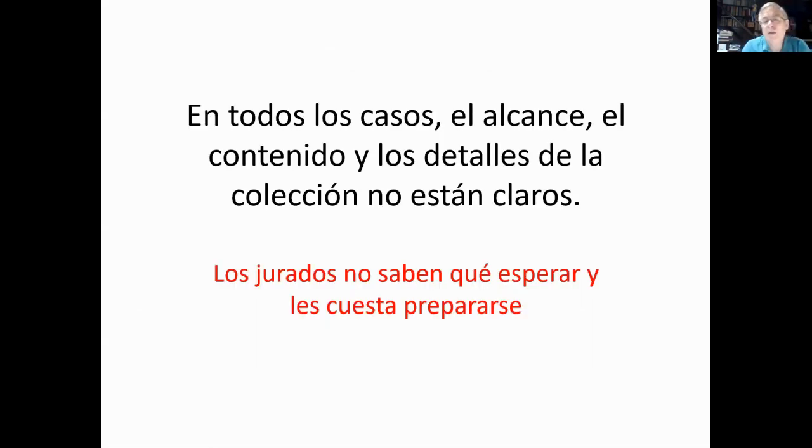Now, summarizing, what have these last few slides really said to all of us? In all cases, the scope, the content, and the details of the exhibit are very unclear. And as a result, the judges do not know what to expect. And it is very, very hard for them to prepare for the judging process, assuming that they actually do any preparation. Next.